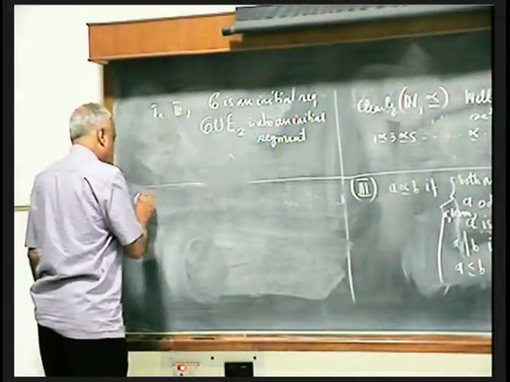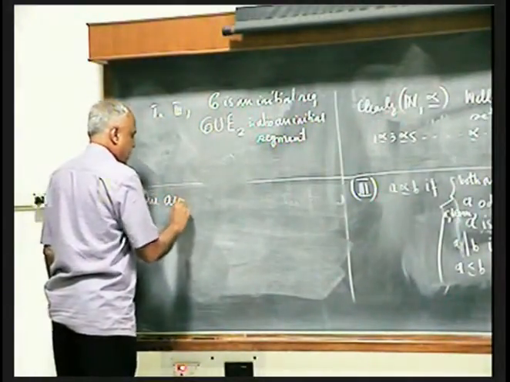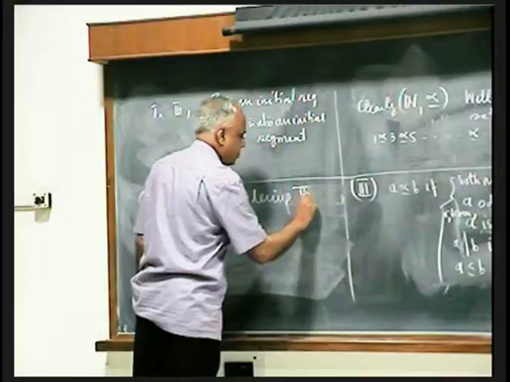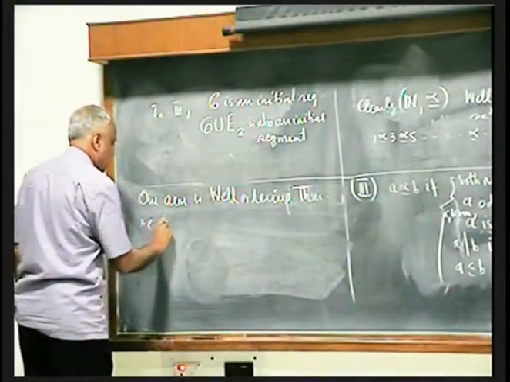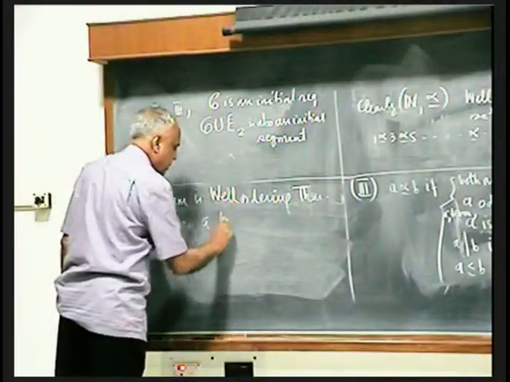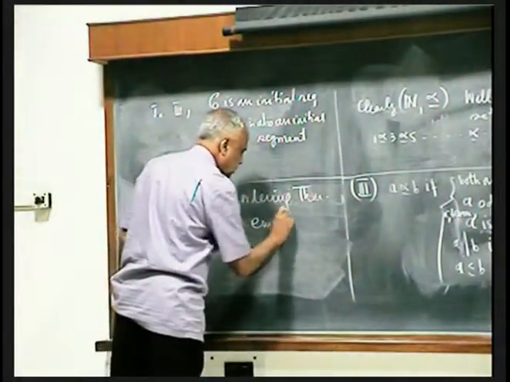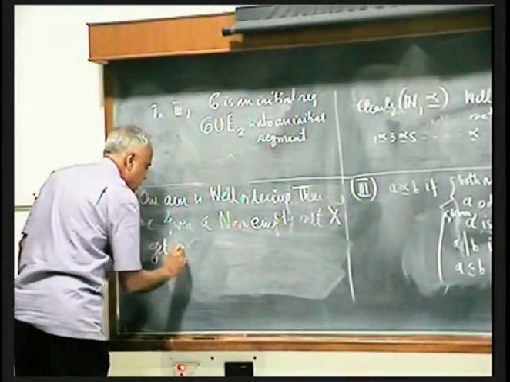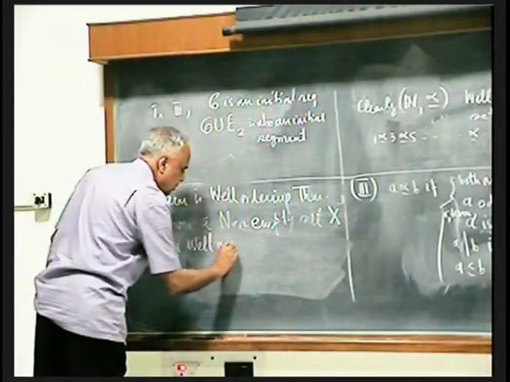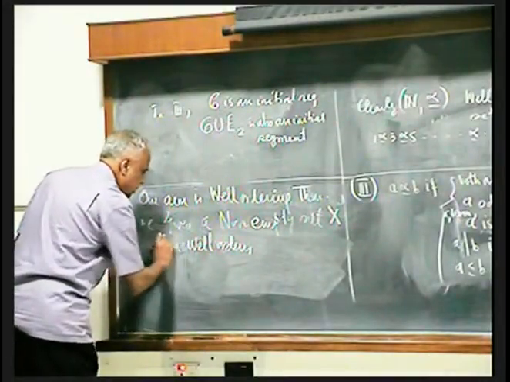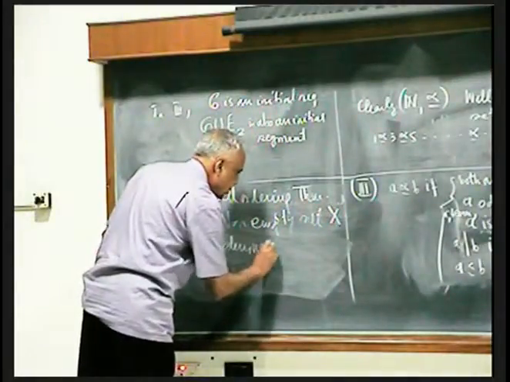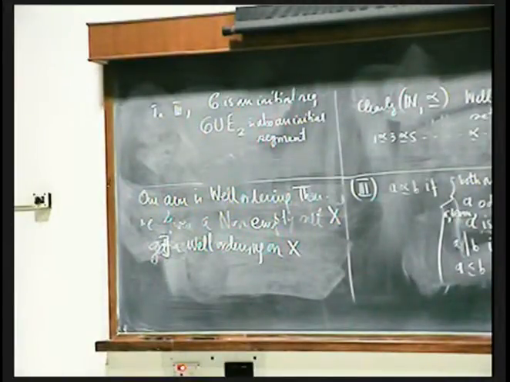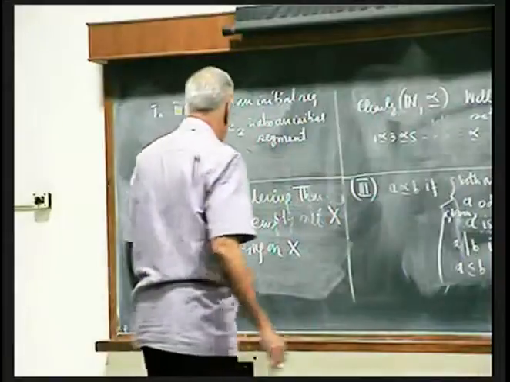So our aim is the well ordering theorem. That is, given a non-empty set X, get a well ordering. So there exists a well ordering on X. Our aim is to get this possibility that there must exist a well ordering on X.